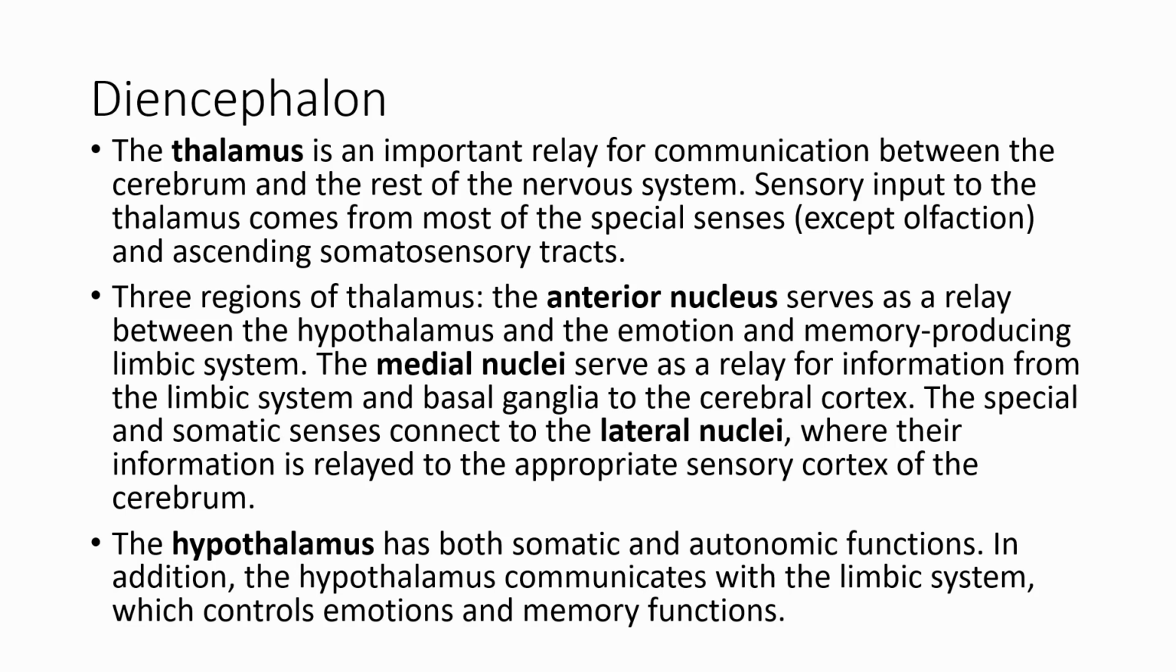So we're making sure they get sent to the right area. If we need to send that information to primary motor control or whatever, we can send it to the right part of the cerebrum. And then the hypothalamus is going to be involved in both somatic and autonomic functions. We'll talk a little bit more about autonomic functions in the next chapter. It also communicates with the limbic system, which again is involved in emotion and memory.